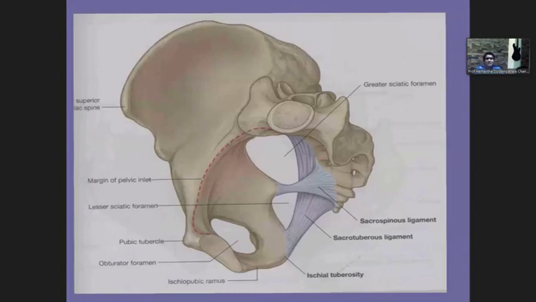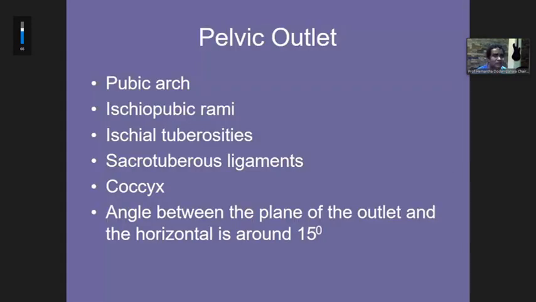How do you assess the inlet? How do you assess the mid cavity? How do you assess the outlet? Because that is where the baby is going to go through. So let me come back in the next slide.